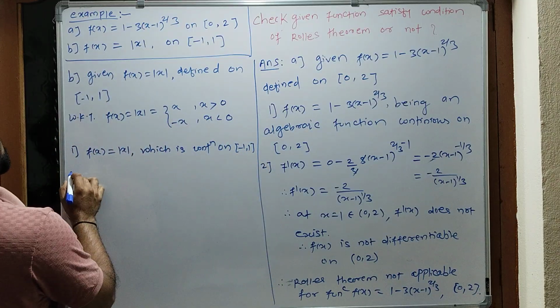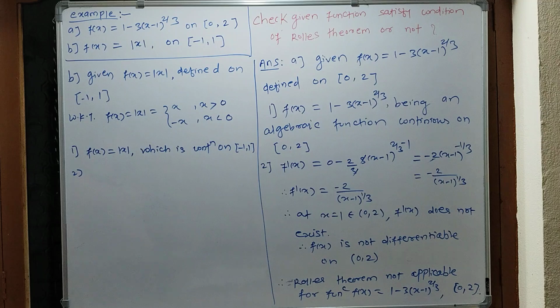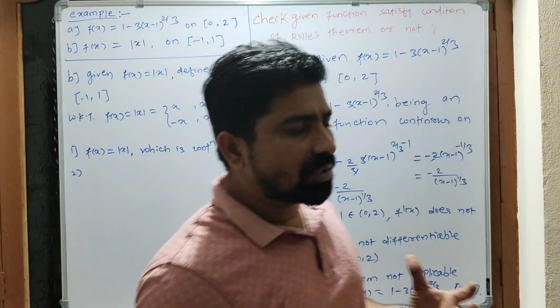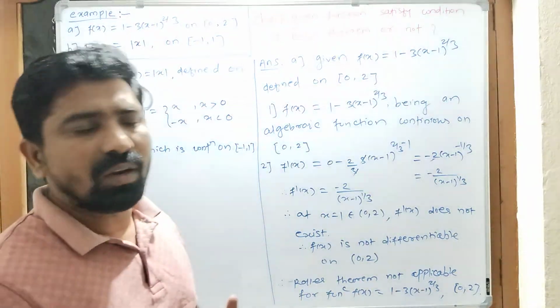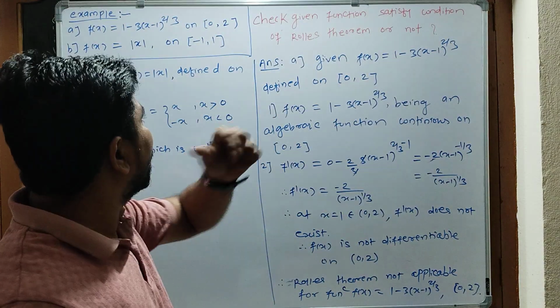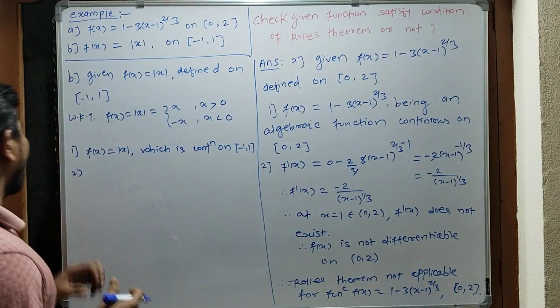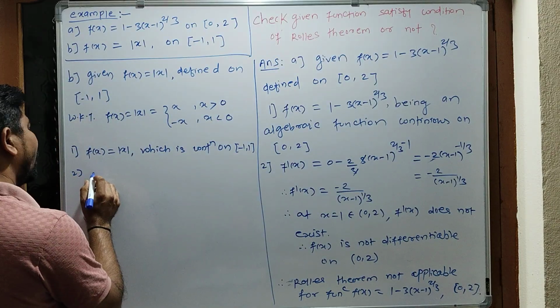Here the first condition is satisfied. Now for the second condition, we have to check whether the function f of x equal to mod x is differentiable on the open interval -1 to 1 or not. Here you can just check the left hand derivative at 0.